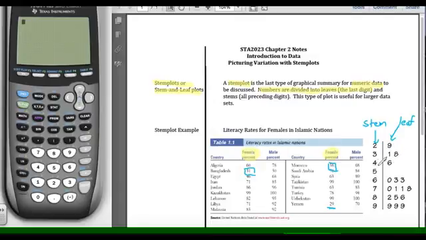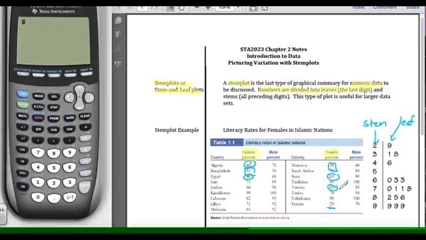I would move to the 40s next. Egypt is at 46, hence the 6 here. I would move to the 50s for my next stem. But note, 50 is blank because there are no female percentages in the 50s. So just like a histogram, we would leave a gap here, and we'd move to the 60s. We've got Algeria at 60%, then Syria at 63, and Tunisia at 63, so 0, 3, 3.